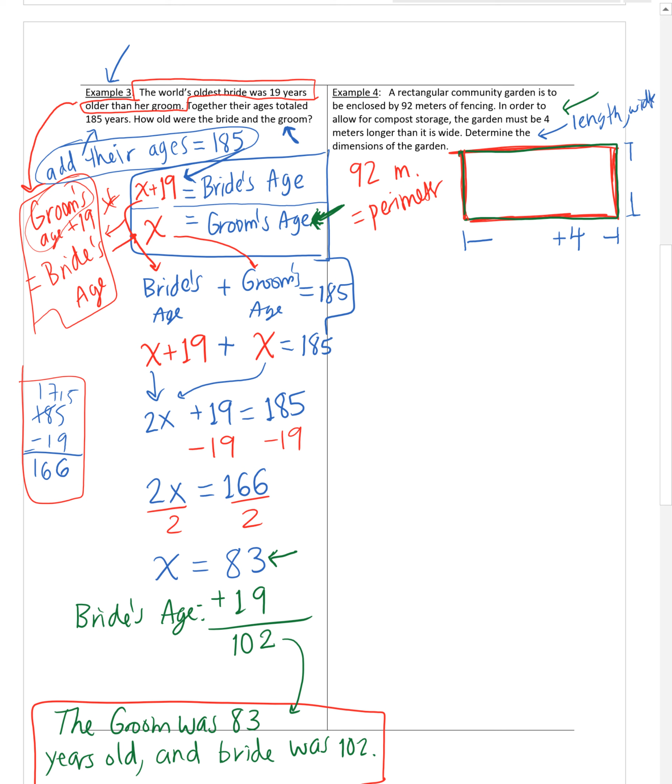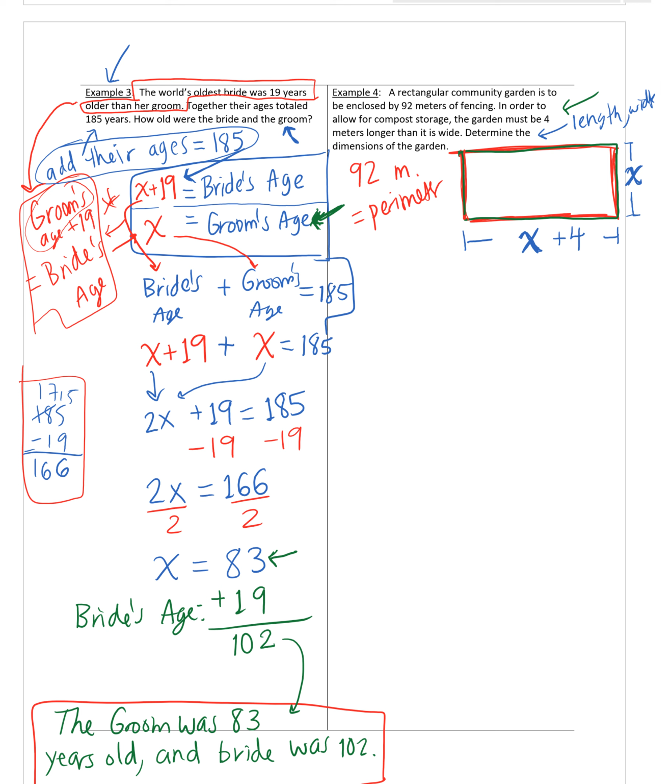So I'm going to call one of them something. Let's say the width is x. Then the length was 4 more than the width. That means it's x plus 4, because if you have 4 more of something, that means you have something plus 4. So I think that makes sense. And I think that's all we're given, right? The perimeter is 92.